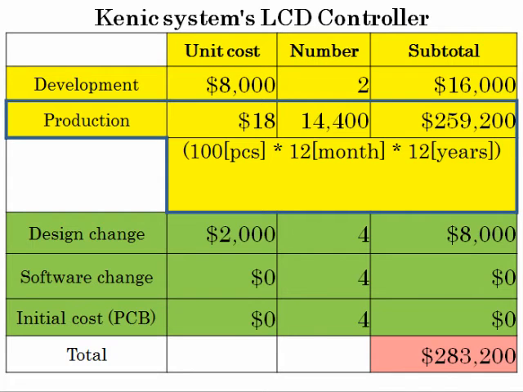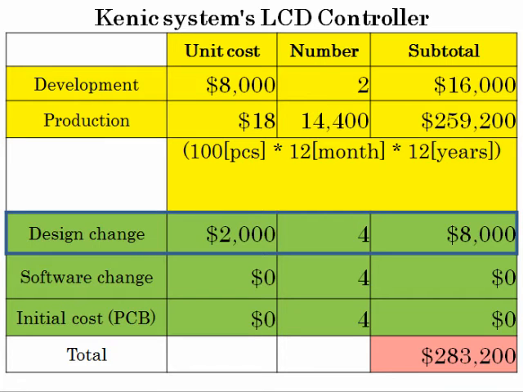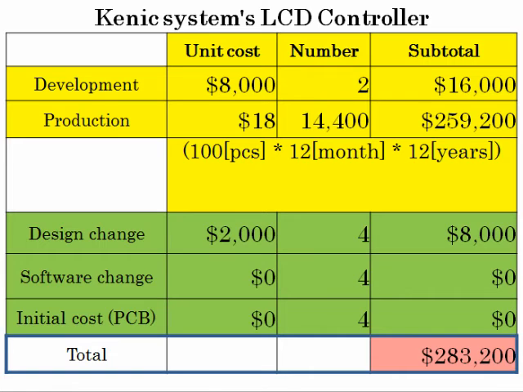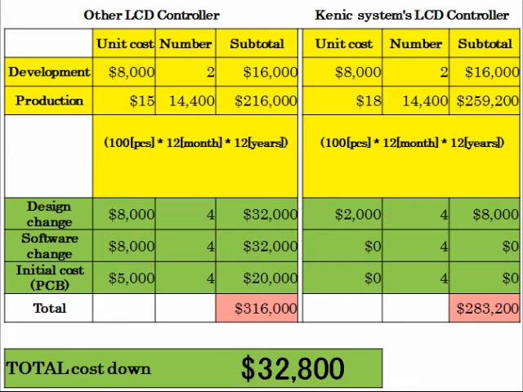On the other hand, when using Kenicsystem's chip, development cost is same. Production cost is $18 by 100 pieces times 12 months times 12 years equal about $259,000. Design change cost $8,000. Software change cost and PCB initial cost is unnecessary. The above total is $283,000. I compare this in these tables.